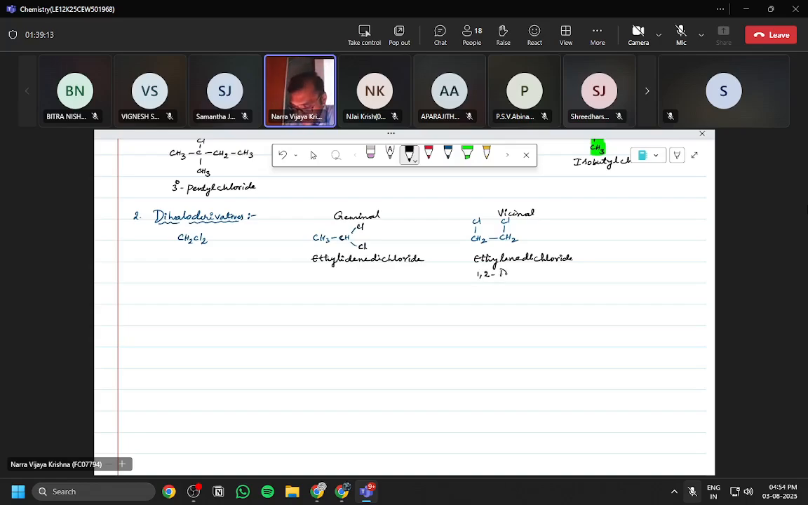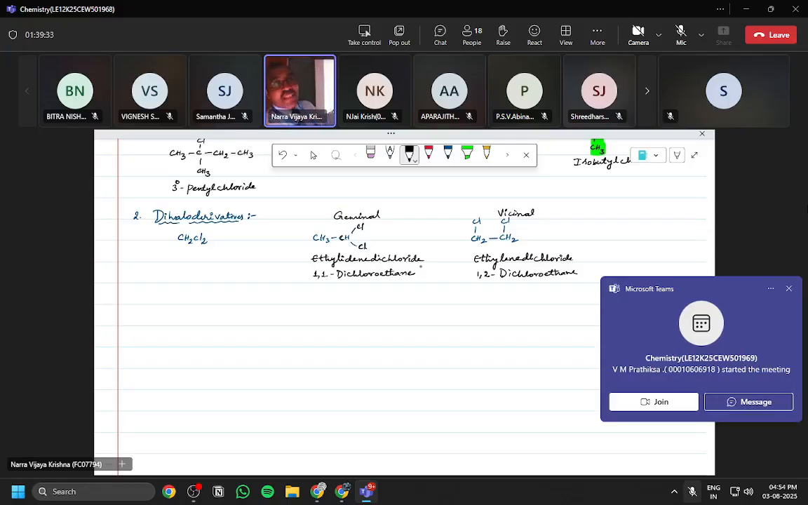1,2-dichloroethane. This one is 1,1-dichloroethane. Is it clear why it is called idine? Ethylidine. Now what about this one? Methylidine dichloride. Or I can call it 1,1-dichloromethane.